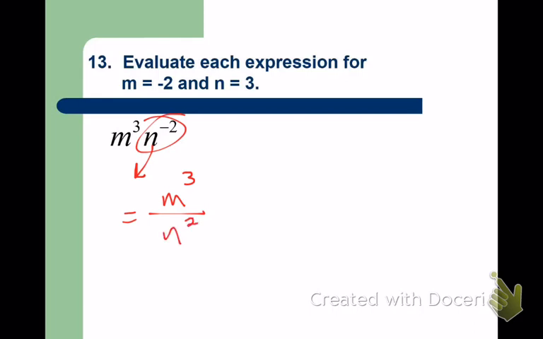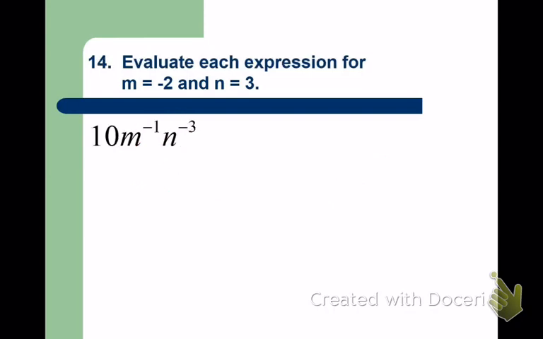Now plug in your numbers. Since m is negative 2, we get negative 2 cubed over 3 squared. Okay, well, negative 2 cubed, negative 2 times negative 2 times negative 2 is negative 8. 3 squared is 9, so we get negative 8 over 9. Okay? Try 14 and see what you come up with. Stop the video and then you can check your answer.